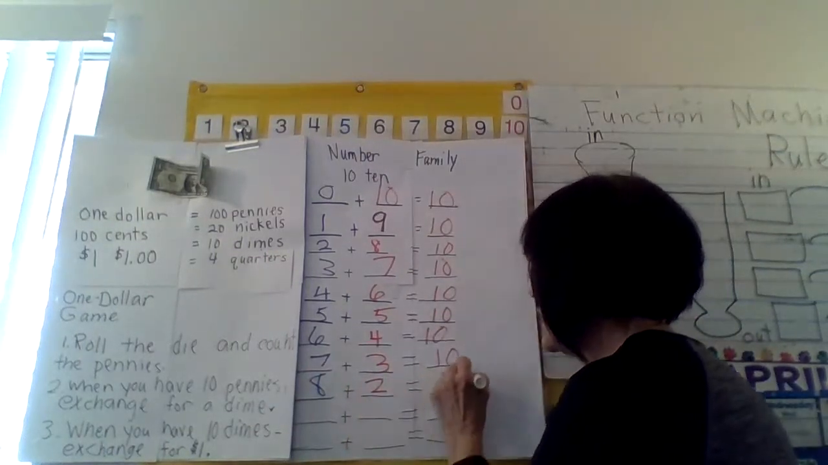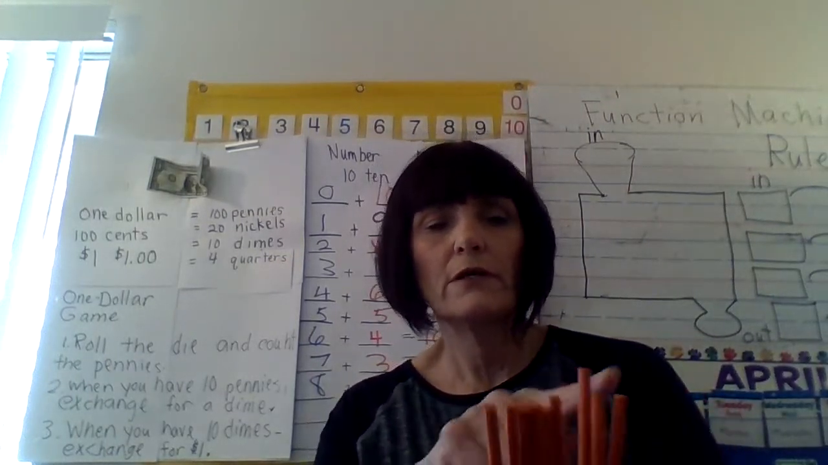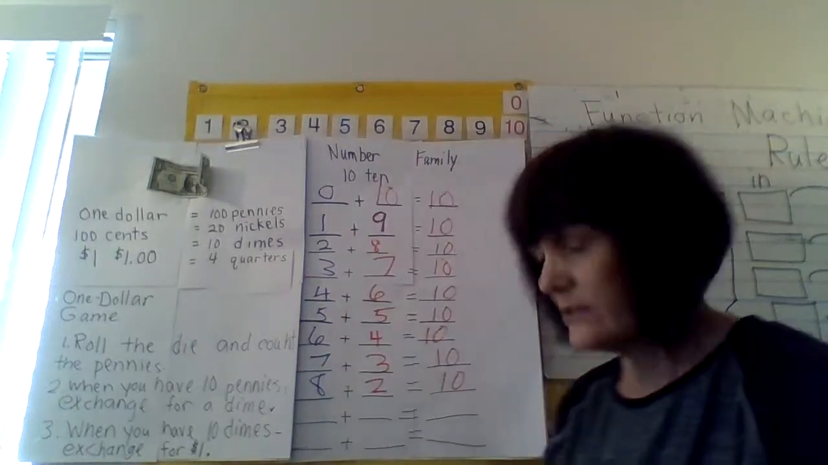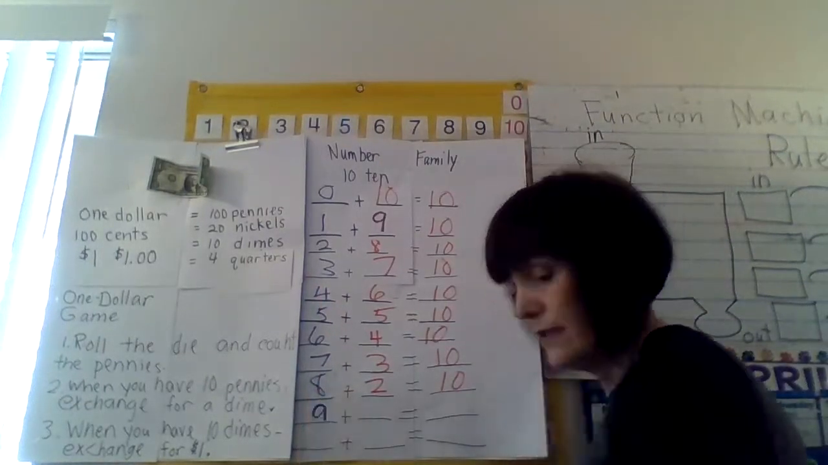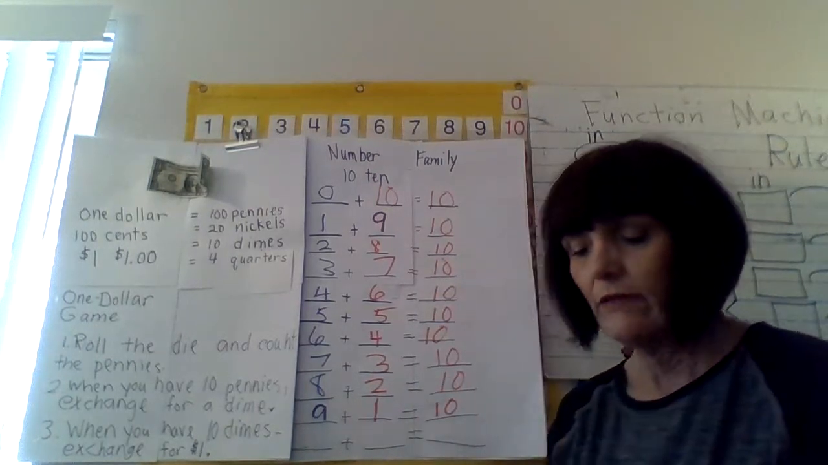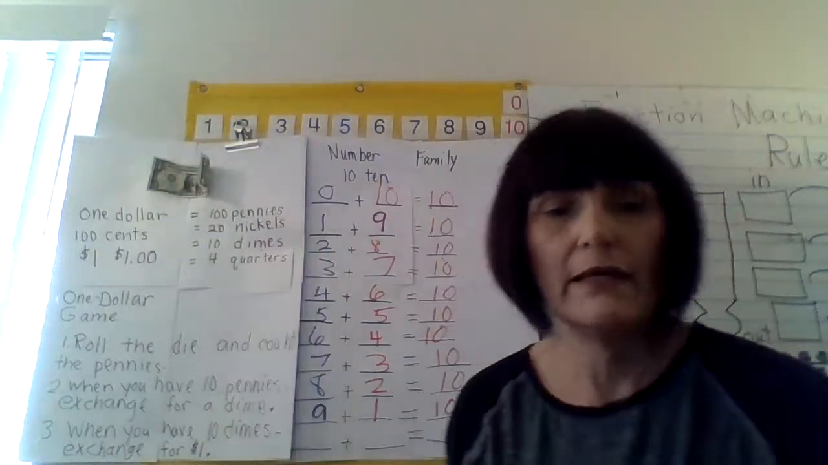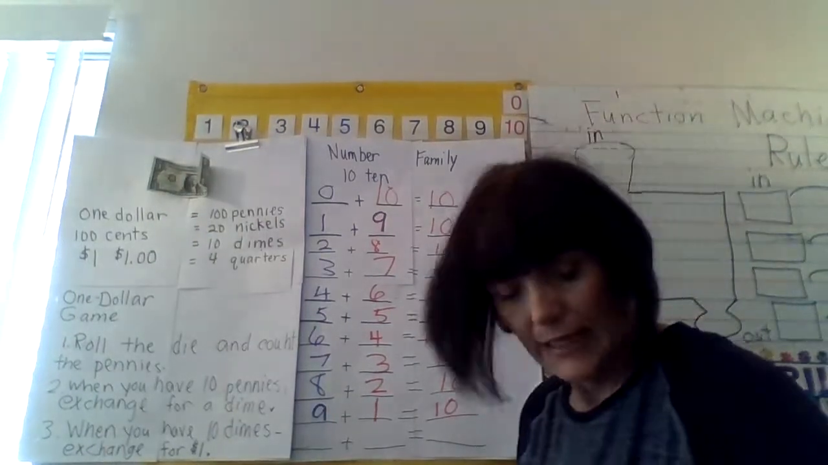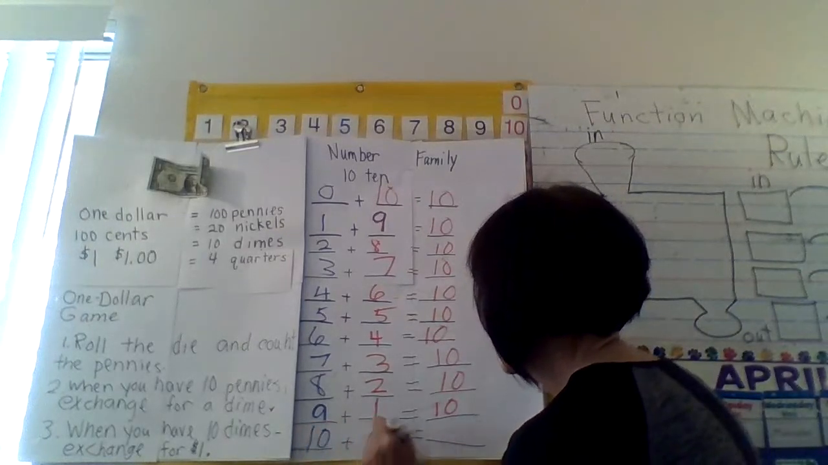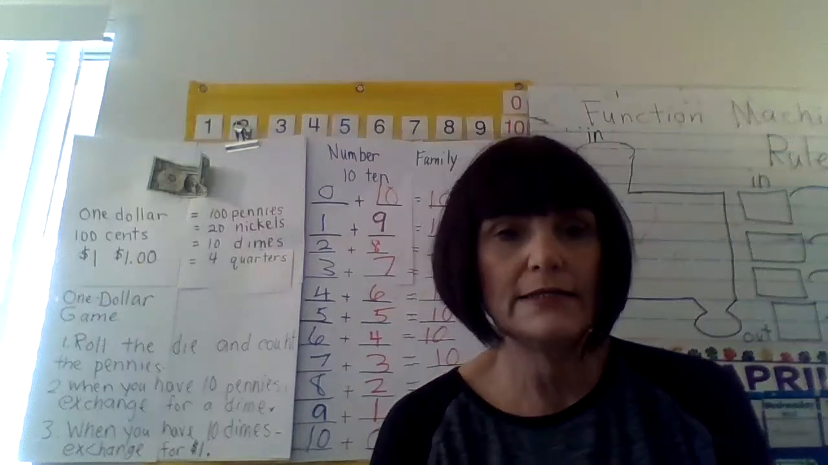That equals 10. All right. Now I'm going to move one more over. 2, 4, 6, 8, 9, and 1. 9 plus 1 equals 10. And of course, when I move them all over to one hand and have none in the other hand, that is 10 plus 0 equals 10. The number family of 10.